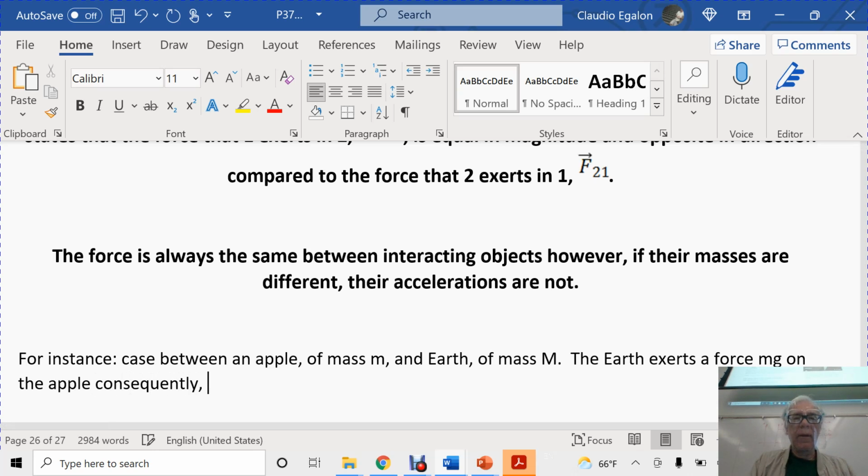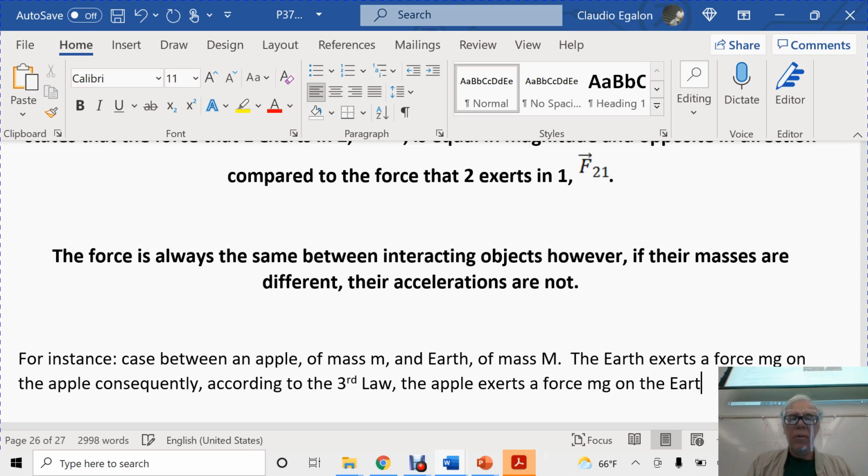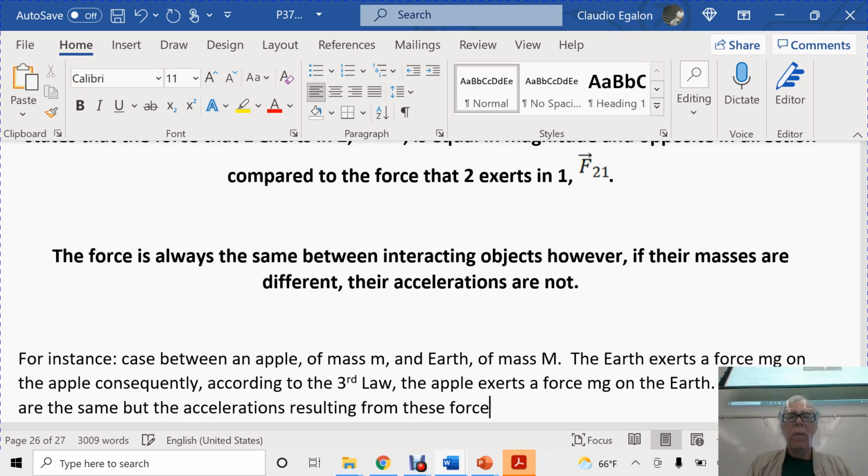Consequently, according to the third law, the apple exerts a force mg on the Earth. The forces are the same, but the accelerations resulting from these forces are not.